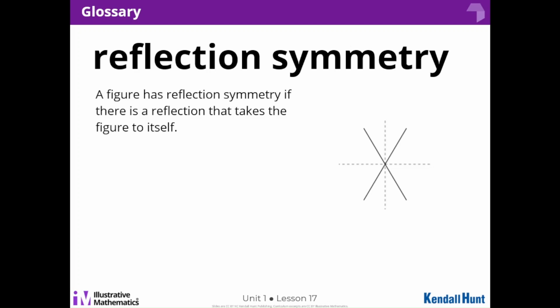The two lines on the left would fold over and be right on top of the two lines on the right. Or we could do it up and down, and the V shape on the top would then fold down onto the A shape at the bottom.